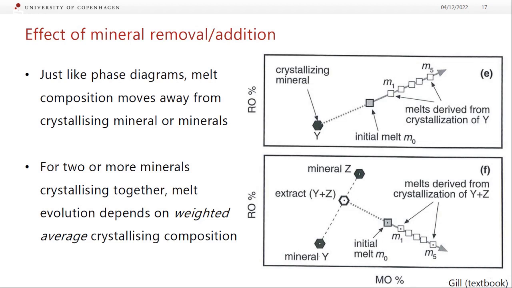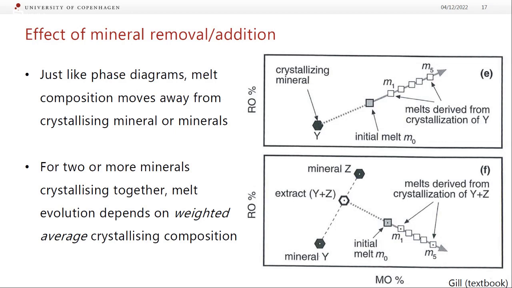All right. So actually, here we go. Just like phase diagrams, when we crystallize a mineral, and this is just general, from the textbook, two oxides, RO and MO, who cares what they are. When we crystallize this mineral and remove it, we push the melt composition away from that mineral. So this is showing multiple stages of removing this same crystallizing mineral, gradually moving in that direction.